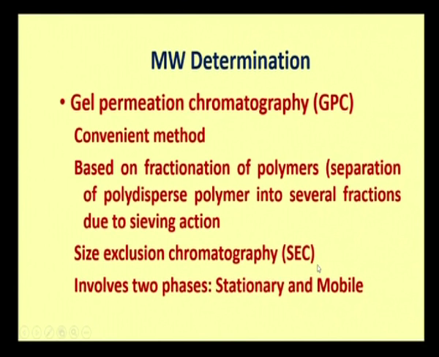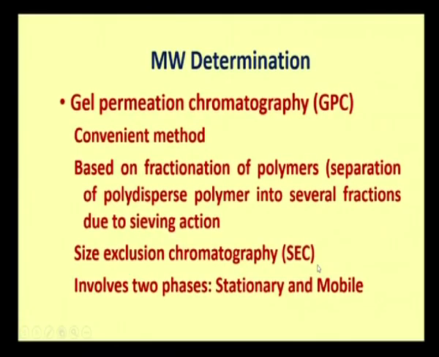The method basically involves two phases. One remains stationary in the column, the other one is the mobile phase, which is the basic polymer solution which is carried through the stationary phase, and the separation or the fractionation occurs depending on the size of the molecule, which in turn depends on the molecular weight of the polymer chains. So, this is one particular method. The actual procedure, principle and the formulae and the calculation part will be done in the subsequent class.